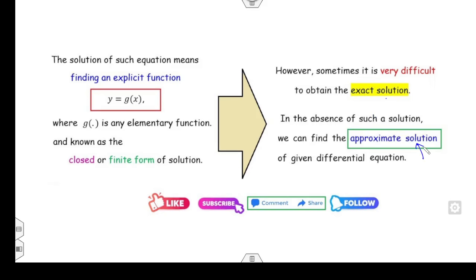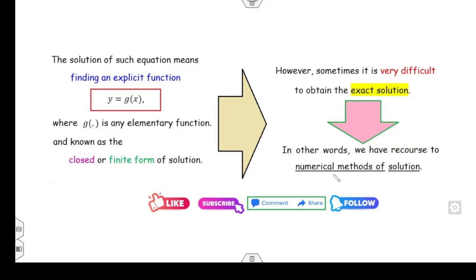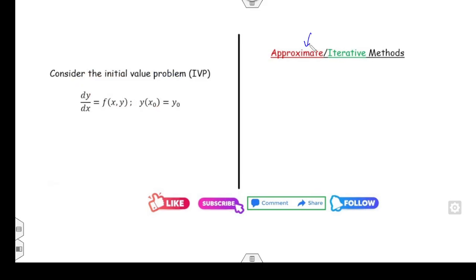And how can you get the approximate solution? For that, we will utilize the numerical methods. The objective of the numerical methods is that we can find the approximate solution, also called iterative methods. What is the meaning of iterative methods?